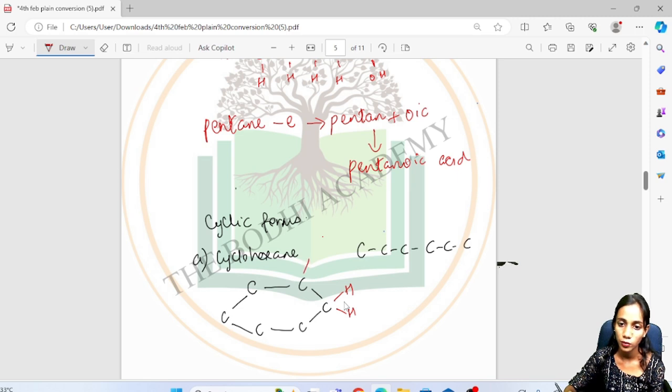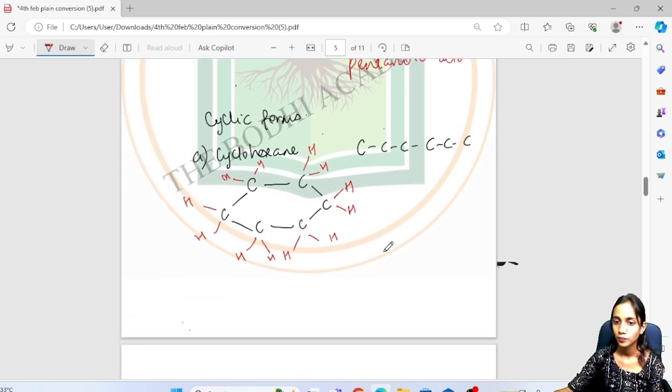Same with this, 1, 2. Then this one, 1, 2. Then again this one, 1, 2. And 1, 2. And the formula of the compound will be C6H12. Okay, so this is one hydrocarbon.